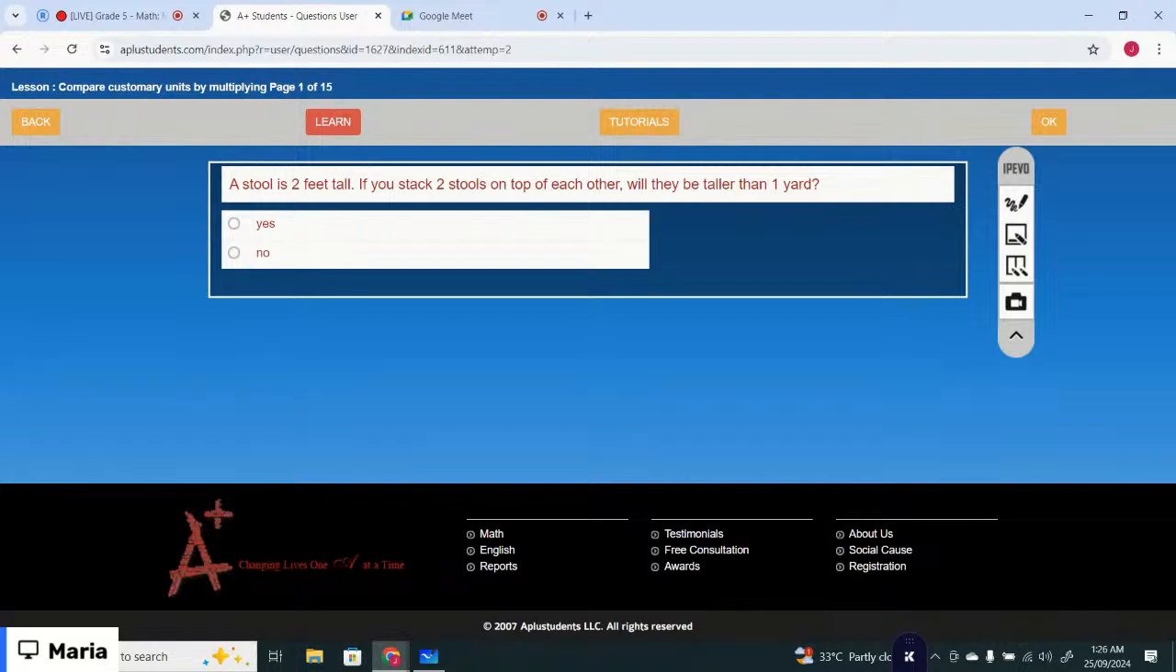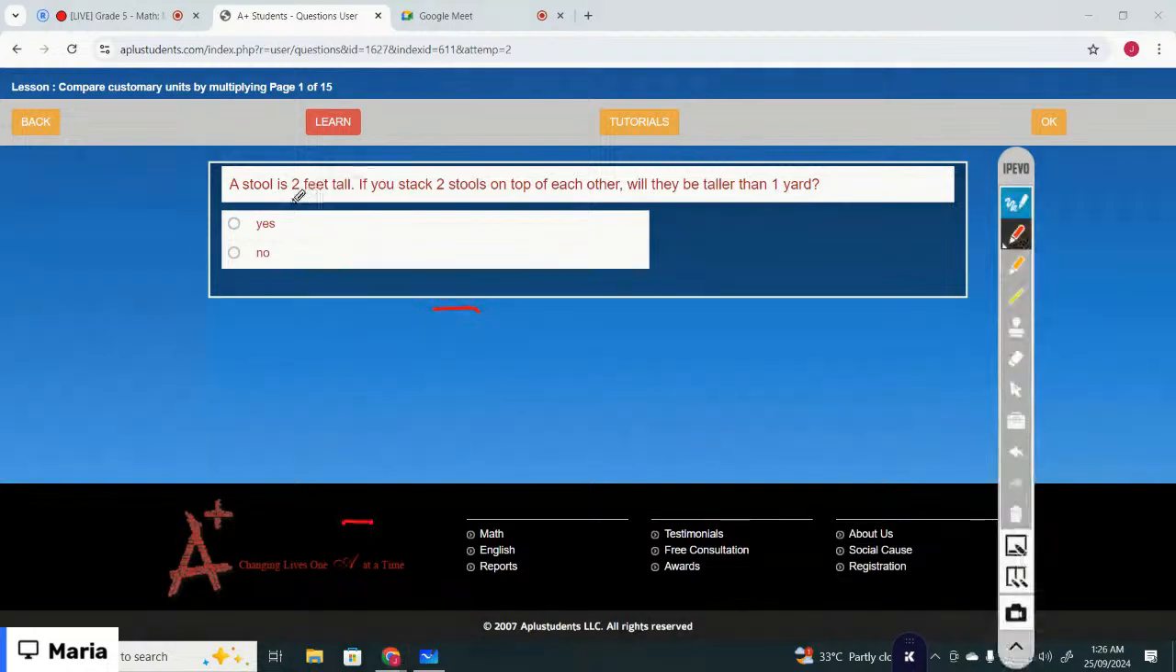So what you have to do, here you are given 2 feet tall. One stool is 2 feet tall, right? Then the height of two stools is 2 times 2, right? That is 4 feet. You need to see if that is greater than 1 yard.